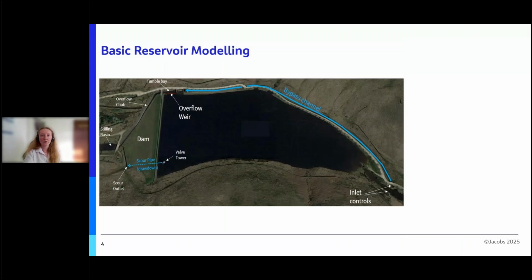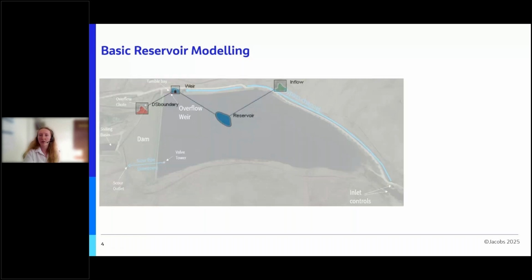A typical reservoir consists of a dam impounding a body of water and an overflow structure allowing flow out of the reservoir into a spillway channel downstream. It can include several other features as shown in the image here, such as bywashes and control structures. However, we often ignore many of the reservoir features, and we can actually undertake a full flood study in Flood Modeler simply using 4 nodes, an inflow, a reservoir unit, an overflow and a downstream boundary.